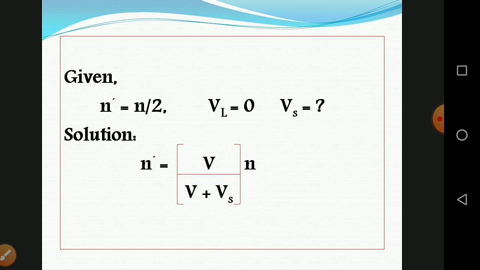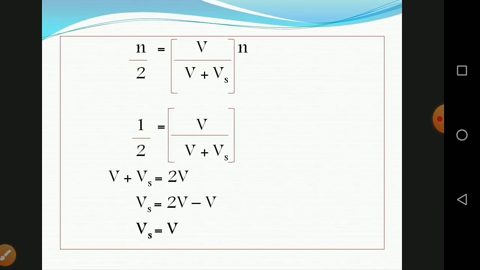So the given value is n' equal to n by 2, because of half the frequency, and vl is equal to zero, because the stationary observer is at rest. We have to find vs, the speed at which the source moves. So the formula is n' equal to v divided by (v + vs) into n, with a plus sign because the source moves away from the listener.